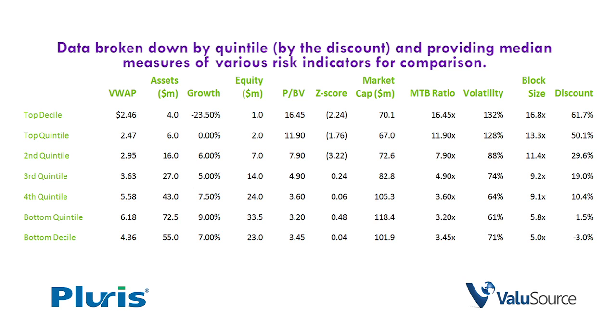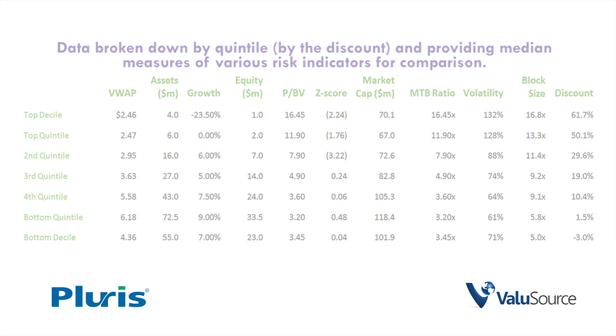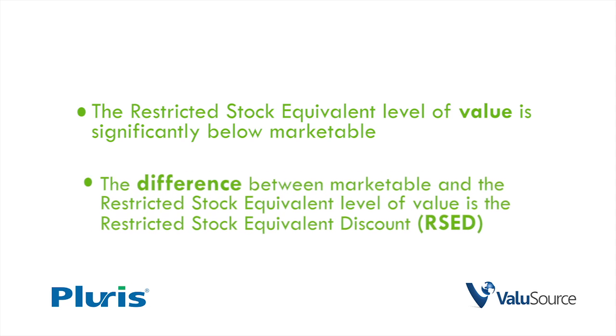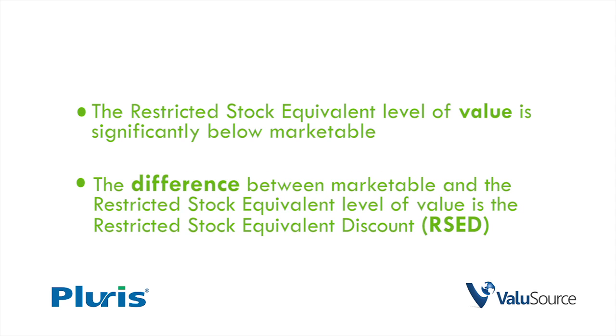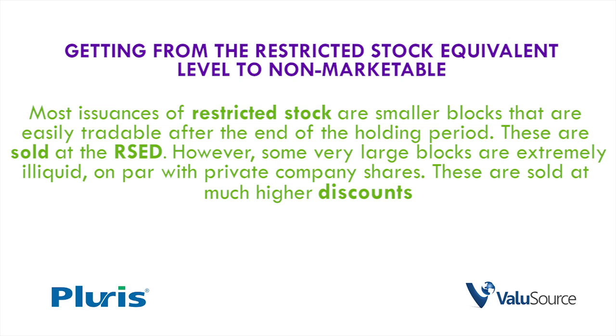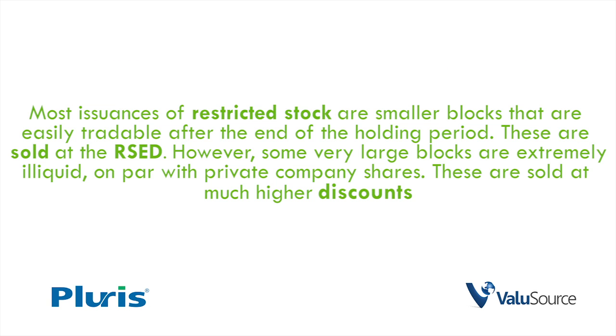The slide we're looking at right now has a breakdown of the discounts by quintile, and the Pluris DLOM database provides a great view of what the factors are that really drive the marketability discount, and it really boils down to risk and liquidity. Very large blocks of stock tend to have more significant discounts, precisely because they're more illiquid. It's harder to trade out of companies with small market caps that are also riskier in other ways. Small assets, weaker growth, high volatility, they all tend to have higher discounts.